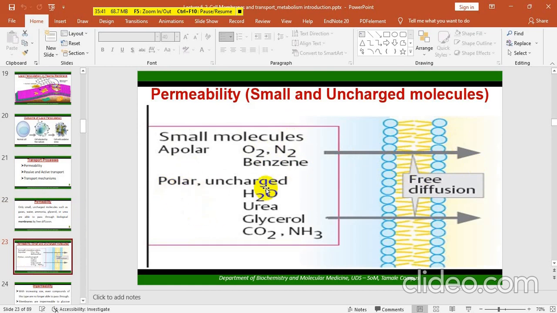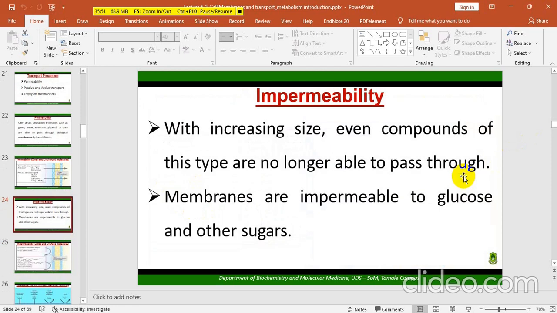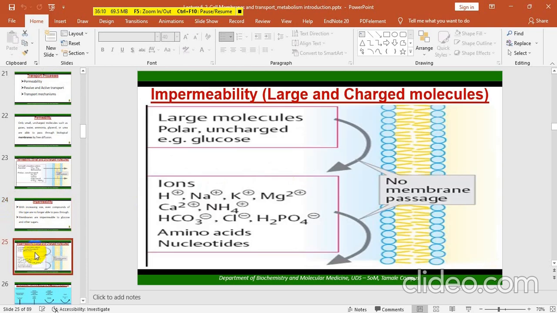Then polar uncharged molecules. These are molecules bearing no charge and they are of a smaller molecular weight. They can pass through the cell membrane easily. With increasing size, when the molecule is so big, even compounds of this type that are not bearing charges are no longer able to pass through the cell membrane. Examples are glucose and other sugars like mannose, fructose, and the rest. Glucose under normal circumstances should pass through the cell membrane because it has no charge, but because it is a big molecule, it cannot pass through.